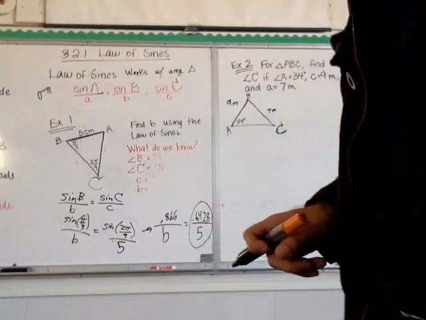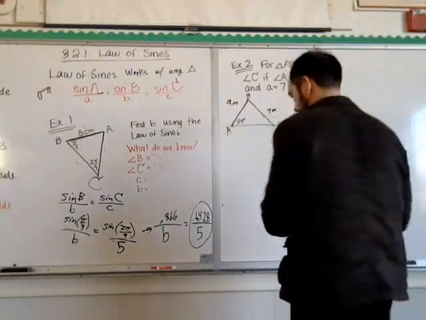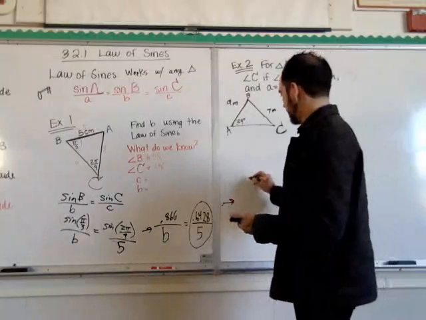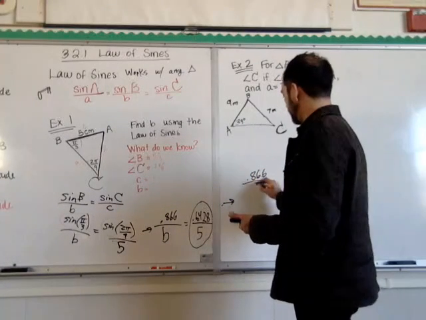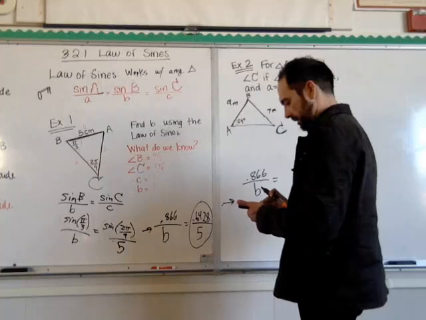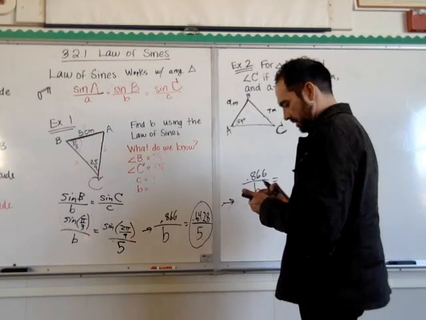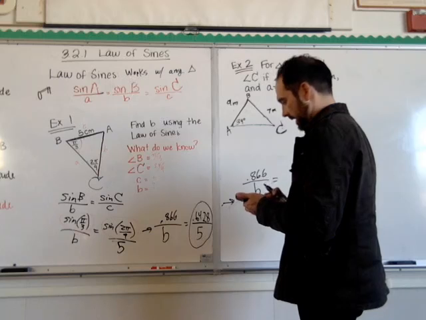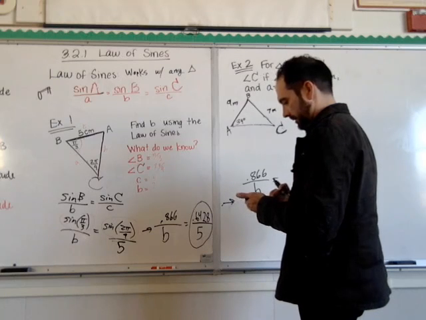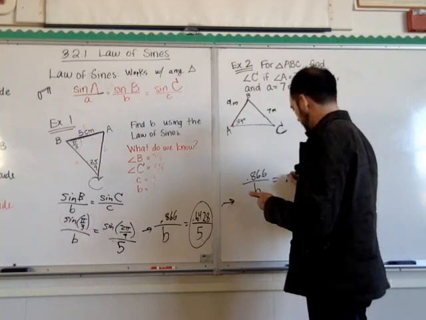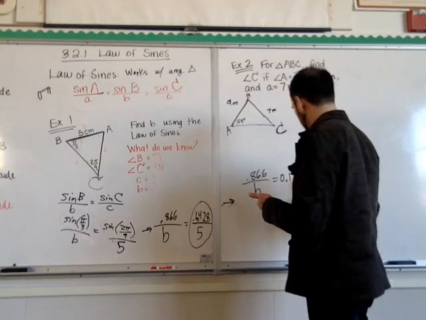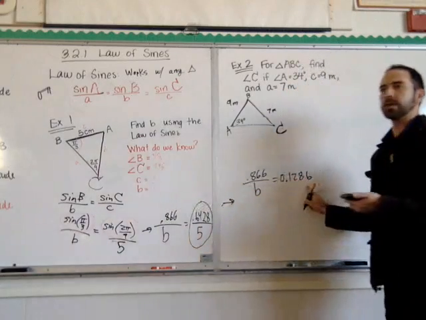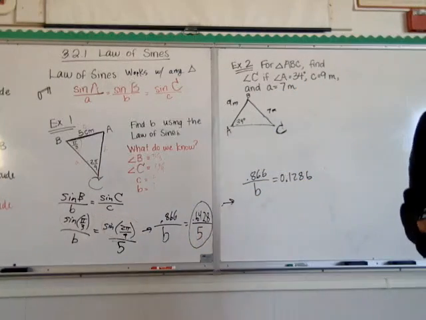All right, so let's look at that last step. We end up with 0.866 over B, and this part over here in radian mode, 0.6428 divided by 5. And it's not going to make a difference at that point. 0.1286. Always stay at least 4 decimal places out. That gives you enough accuracy.